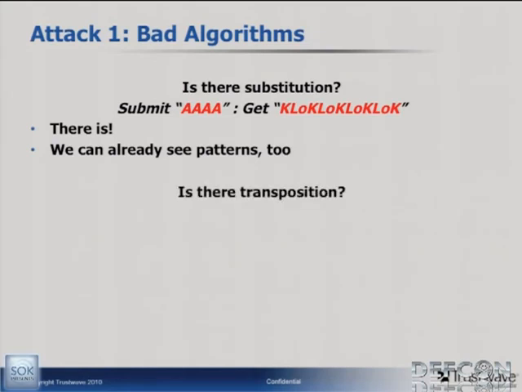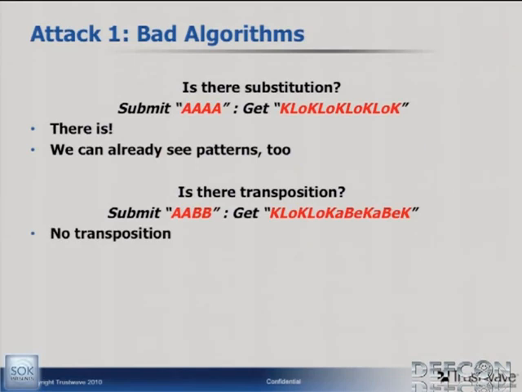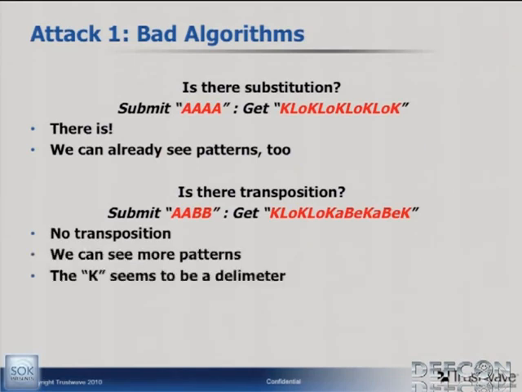The next thing we're looking for is if there's transposition, if characters are being switched around before or after the substitution occurs. So we'll submit AABB, and we see something similar to what we saw last time. You can already start to see patterns in this very quickly. There doesn't seem to be any transposition, and we can see more patterns. The K also seems to be a delimiter. One thing you'll notice if you look at this is that you can have different lengths with these characters. So the K is just standing in to separate characters, so that even with variable lengths for the ciphertext version of different characters, let's move on.